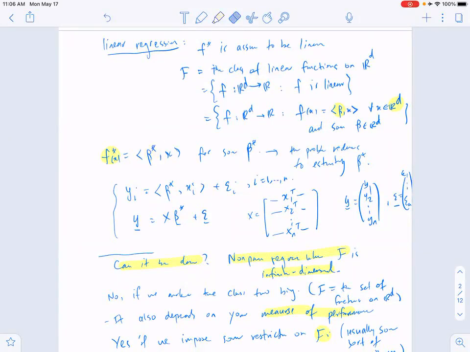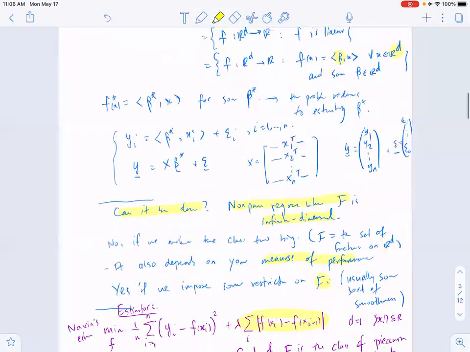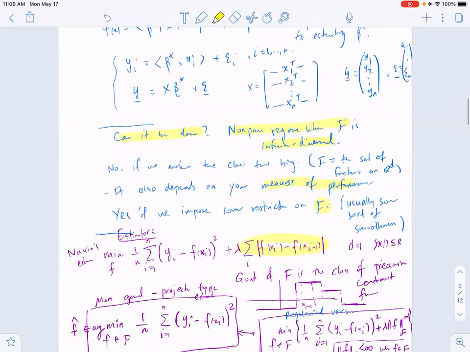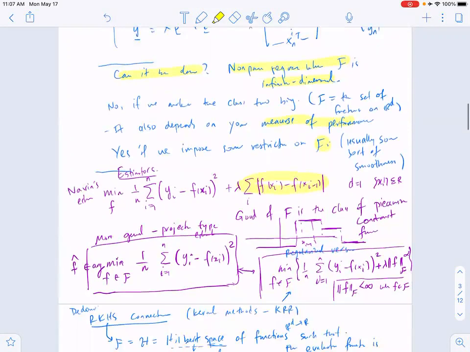And if you write down what these equations would look like in that case, it can be compactly written as y equals X beta star plus epsilon, where X has these rows x_i transpose. This is the classical linear regression. And then we discussed the general case a little bit, the possible estimators.